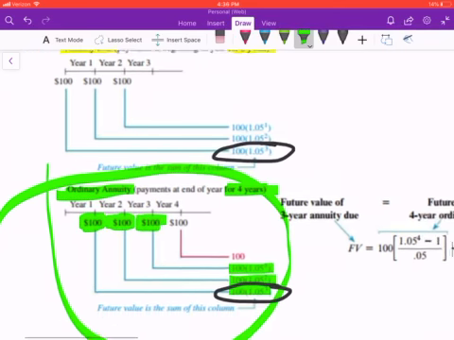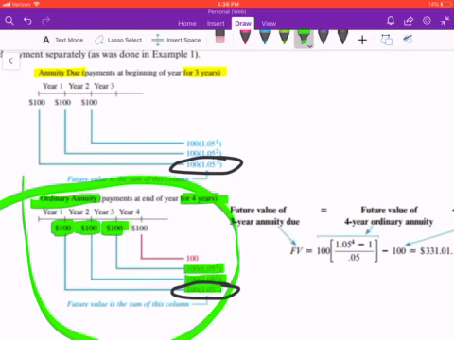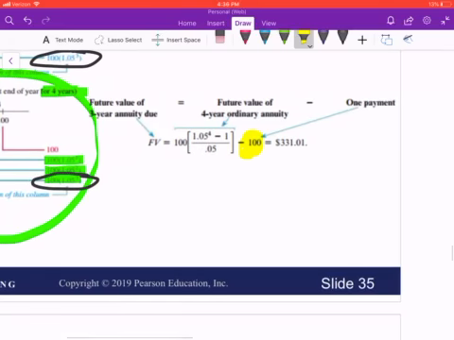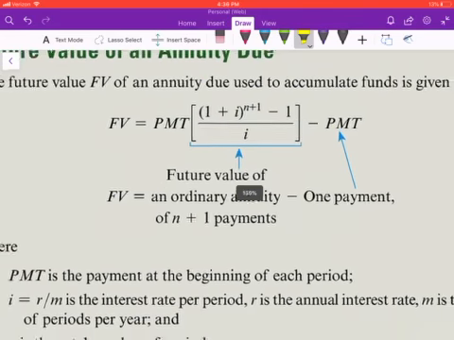So if we go from the previous formula to the new formula that we will be using, we're going to say that it has already been shown that you end up with an extra payment if you make your payments at the beginning. So for the annuity due, we're going to use the same formula that we use for ordinary, but then we will be subtracting that extra payment. So let's go ahead and get to our first example.